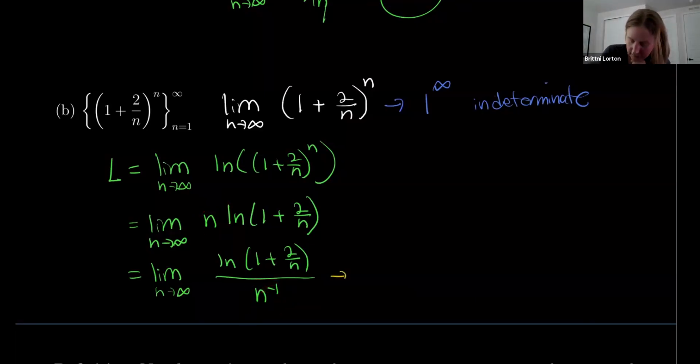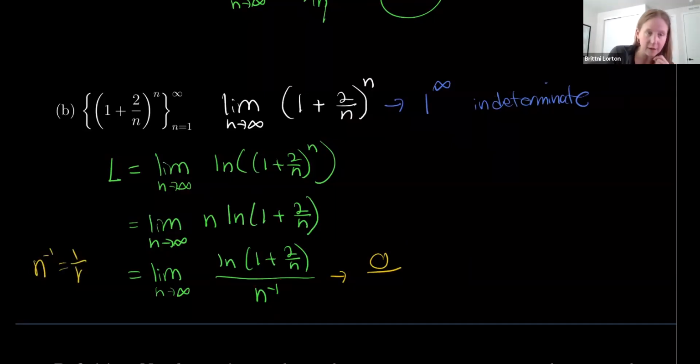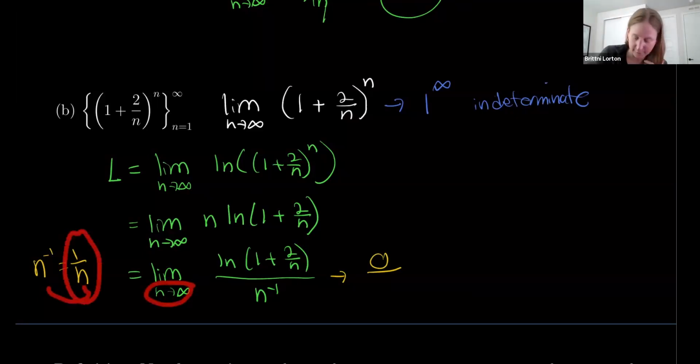Then I can notice each separate one, top and bottom, have their own limit. 2 over a large number goes to 0. So this numerator becomes ln of 1, and ln of 1 is 0. So I got 0 on top. And then the denominator, this n to the power of -1, maybe in your head off to the side, you are reminding yourself that that means 1 over n. And as n goes to infinity, $1, a million friends, again, we're all broke. Okay, so that still goes to 0. Now I have 0 over 0.